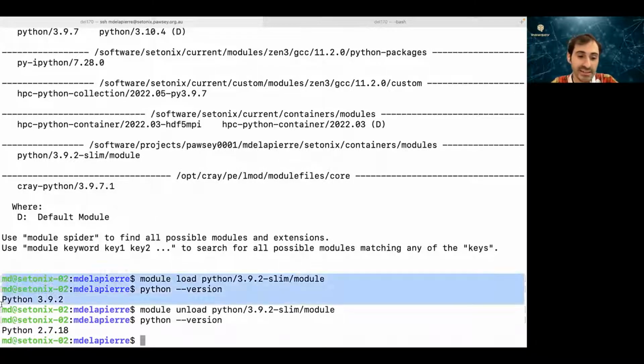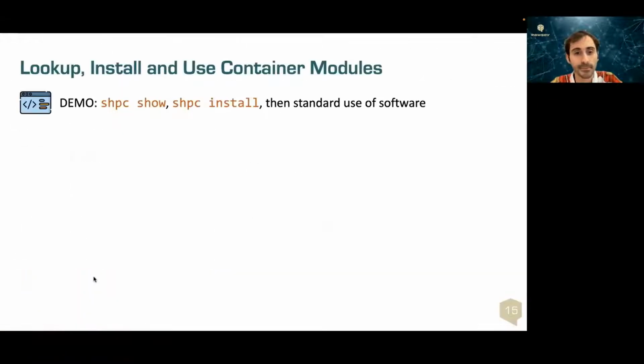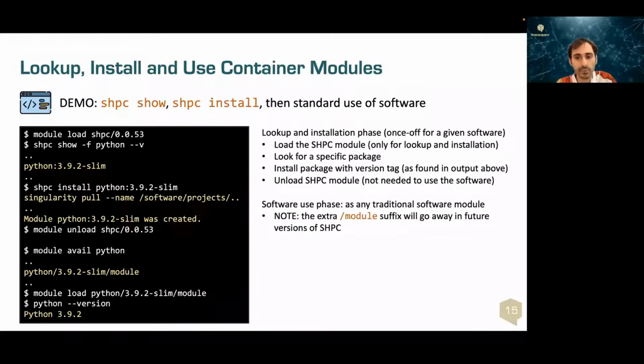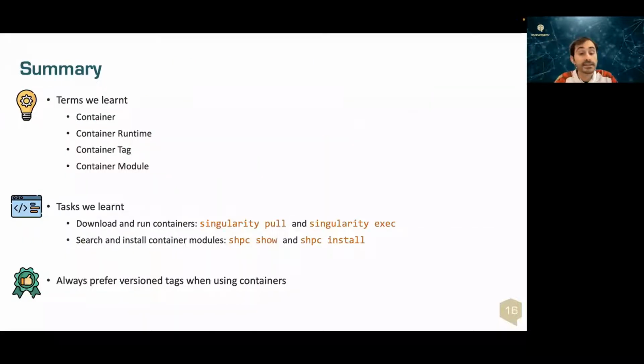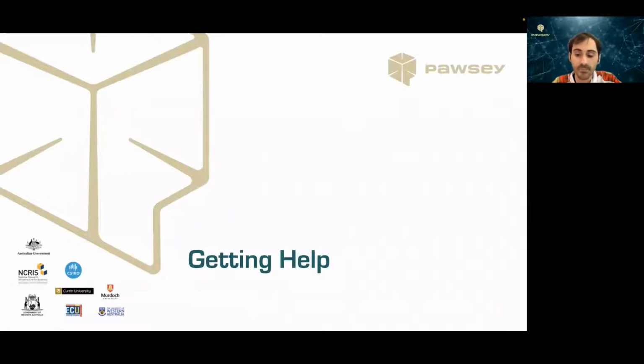So that's it. This is an alternative way to install container software on Setonix. You use shpc install, and after that, you can almost forget it's installed as a container, but you can still get the benefits of running the package as a container. And this was the output I just showed you. In summary, in this module, we talked about container runtime, container modules, and I showed you the key interactions with Singularity and SHPC to deploy containers in a more friendly way as modules. A bunch of best practices that I shared with you, and that was all for the content.